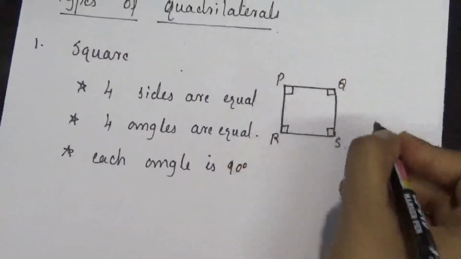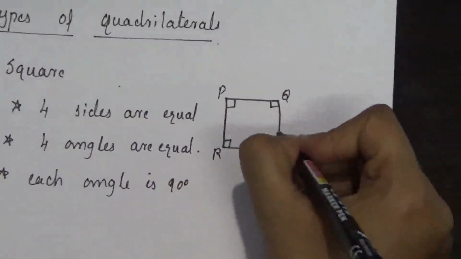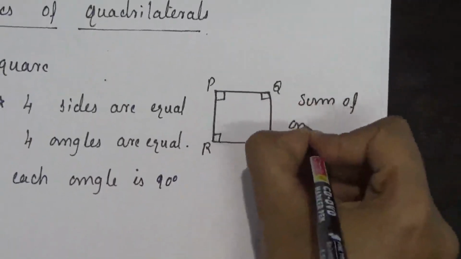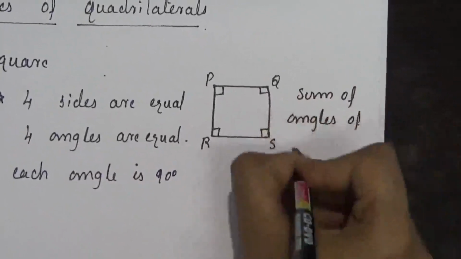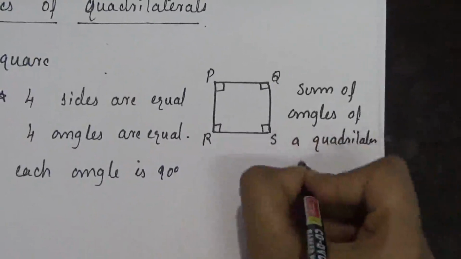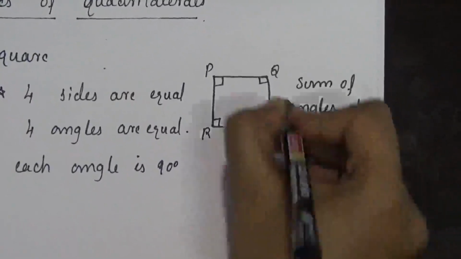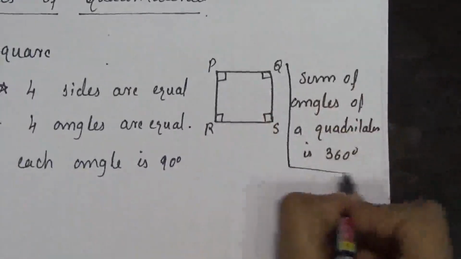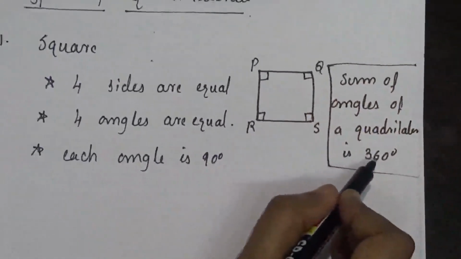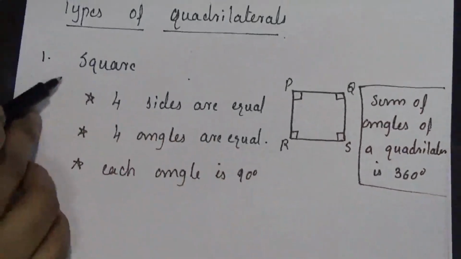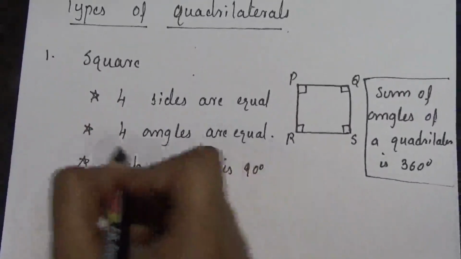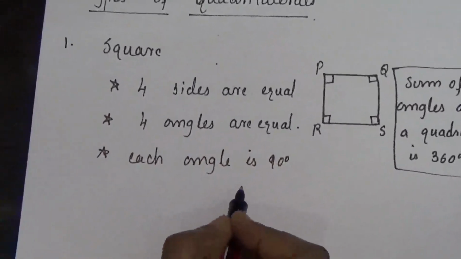So in general, we can say that the sum of the angles of a quadrilateral is 360 degrees, and you have to remember that. You have studied that the sum of angles of a triangle is equal to 180 degrees, and the sum of angles of a quadrilateral is 360 degrees. Okay, so in the case of the square, the first type of quadrilateral, four sides are equal, four angles are equal, each angle is equal to 90 degrees.